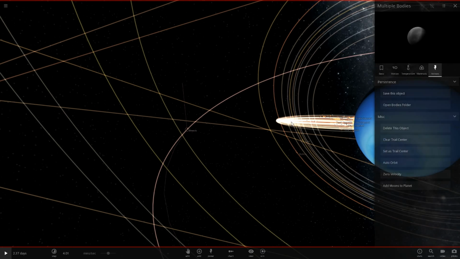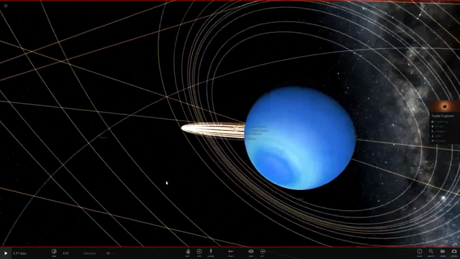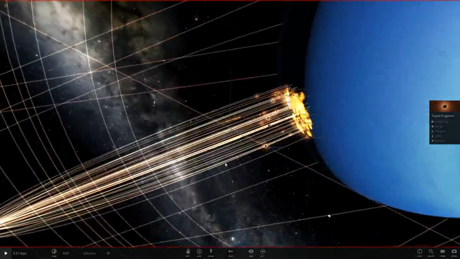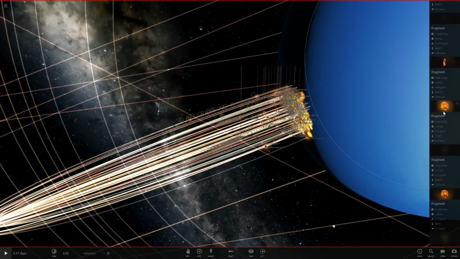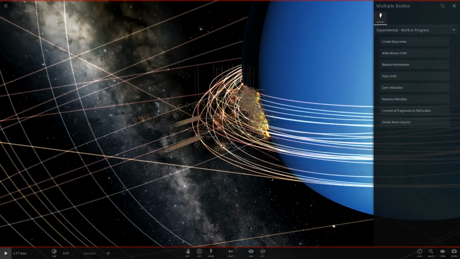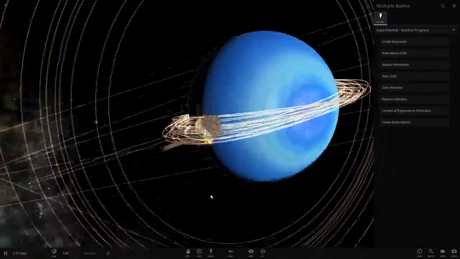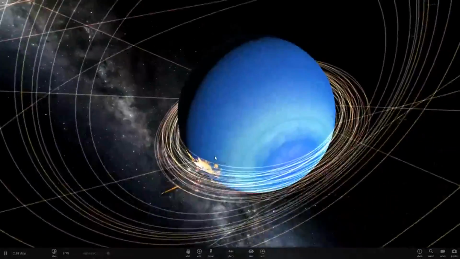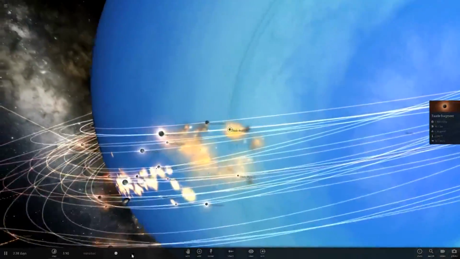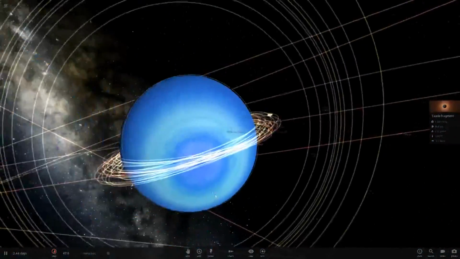But some of those fragments never came back to Miranda, and then they would have become part of the Uranus system. So let's make this so many objects here. Hit auto orbit, and then something like this would have happened. I can't get it the right way, sadly, but pretend that it's the other way around, like that. And then they would have begun to make a ring system. So yeah, that is that on the Miranda theory.